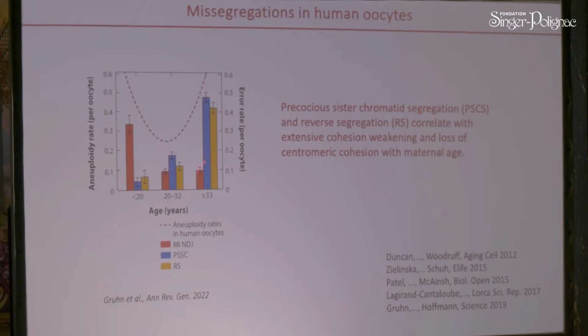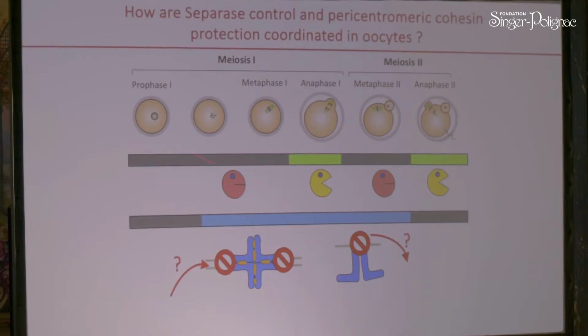So there is cohesion weakening with age that has been shown in mice and in humans, and this extensive cohesion weakening and loss of centromere cohesion with maternal age really correlates with the high error rate with age in human oocytes. So as I said, to understand this, separase has to be inactive before metaphase, tightly controlled before the metaphase to anaphase transition and between the two meiotic divisions.